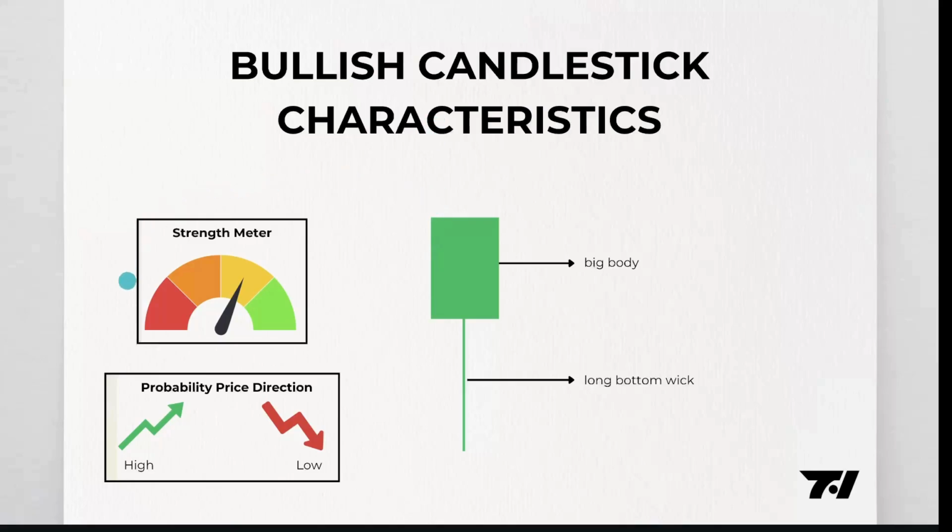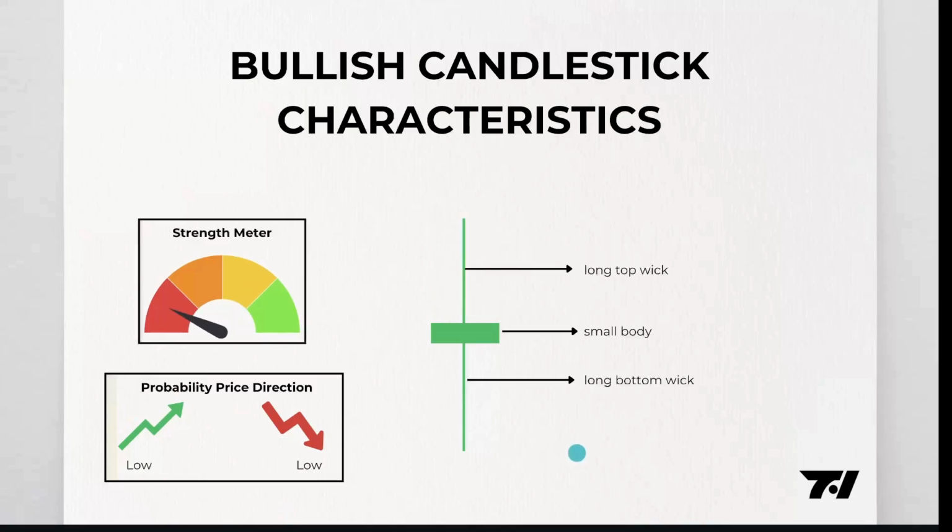So that's why I put the illustration here, a strength meter, to give you an idea of the strength of this candle. It's not the strongest, but it's still quite strong. And the probable price direction, if you see this candle, especially on a key support area, is that the probability of price going higher is high, and the probability of price going lower is quite low.